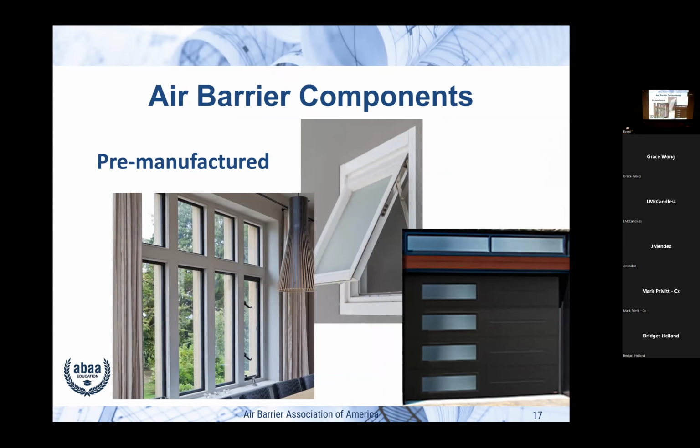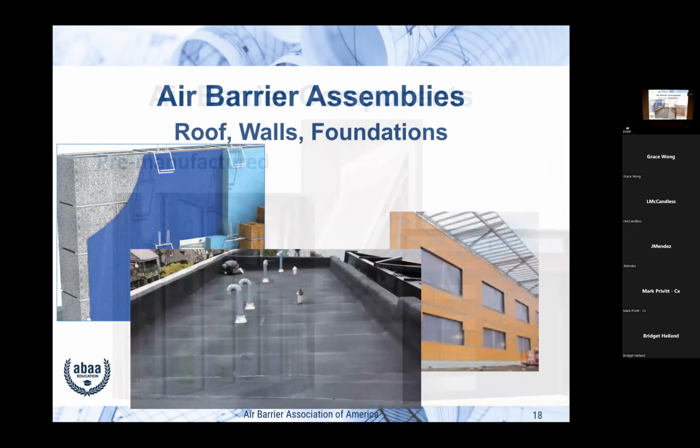I said these are pre-manufactured. You don't touch them, but you just connect to them on the job site. All part of the air barrier system, and we have to have roofs, foundations, and walls. Andrew showed you some issues with air barriers and roofs, and there's a lot of evidence that the air barrier should be a separate material from the roofing material, but again, it depends on the project and how you're doing it.